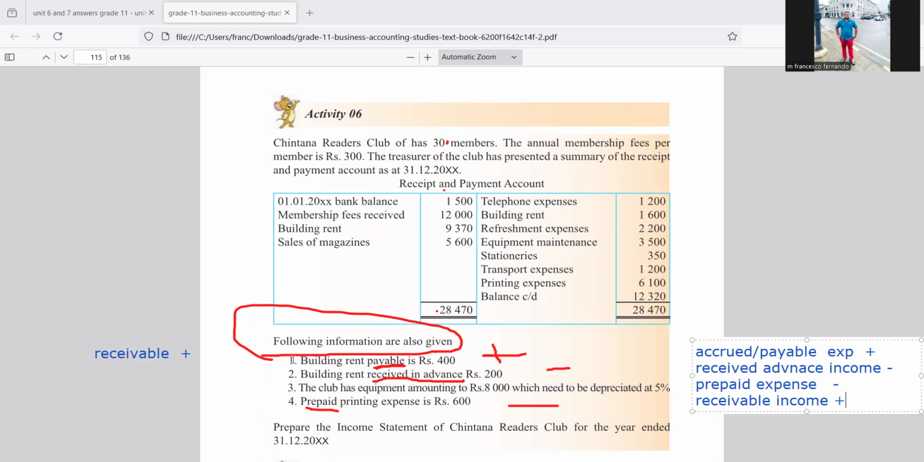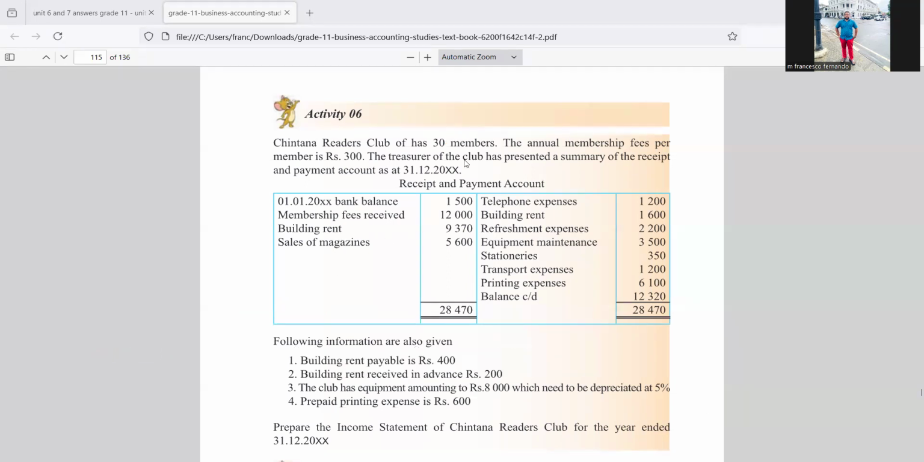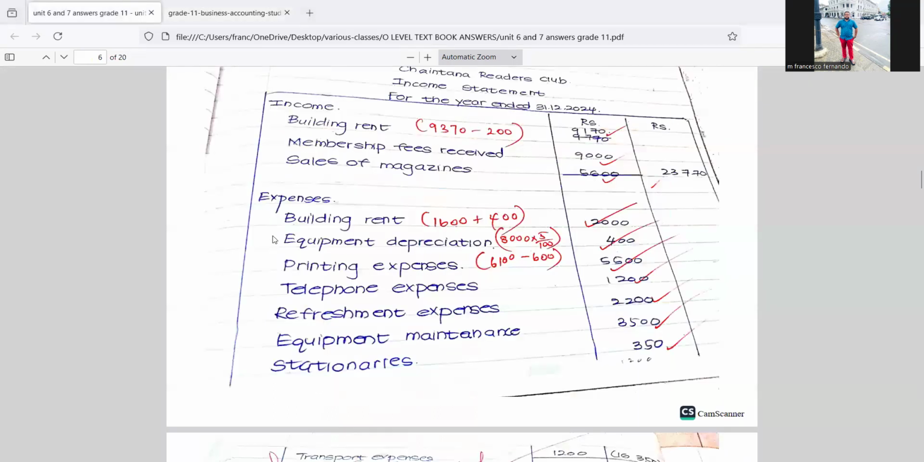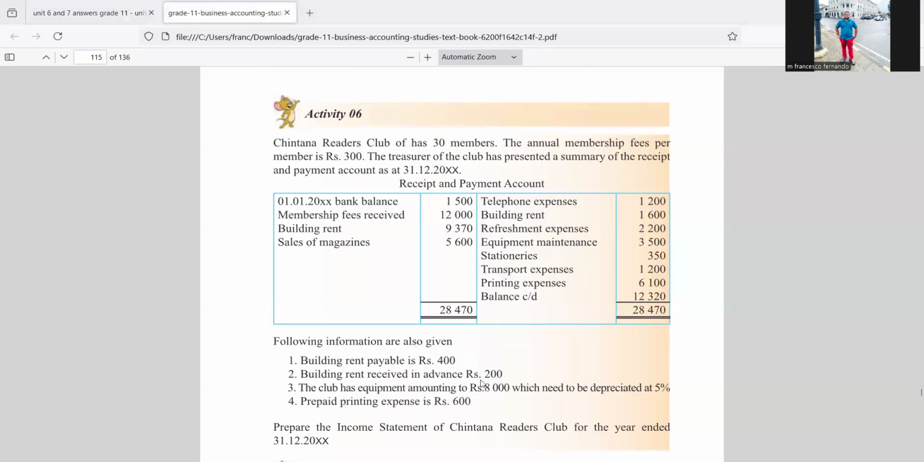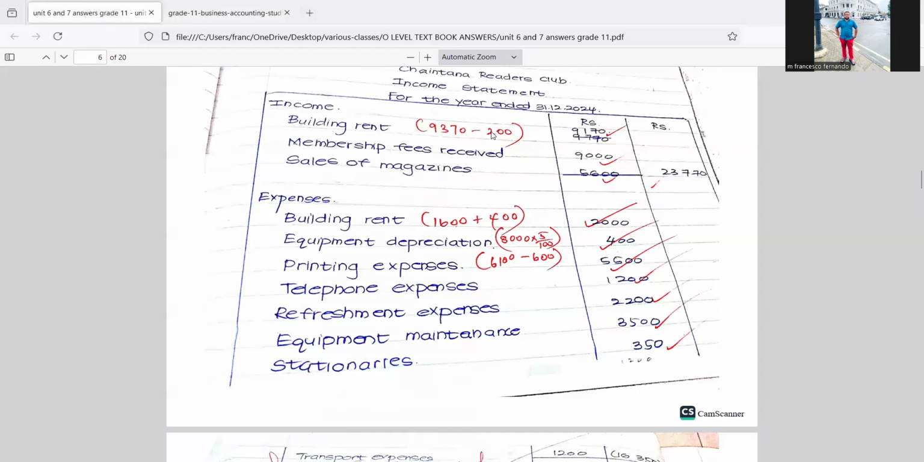Now here, building rent payable 400. Now in the receipt and payment account, you have a rent of 1,600. So as per the shortcut, rent payable should be added. So 1,600 plus 400, you can see on the expenses, building rent is 2,000. Then building rent received in advance 200. So advance I said you have to deduct. Here building rent in the receipt and payment is 9,370. So 9,370 minus 200, you will get 9,170 because it is paid in advance. So you have to subtract.